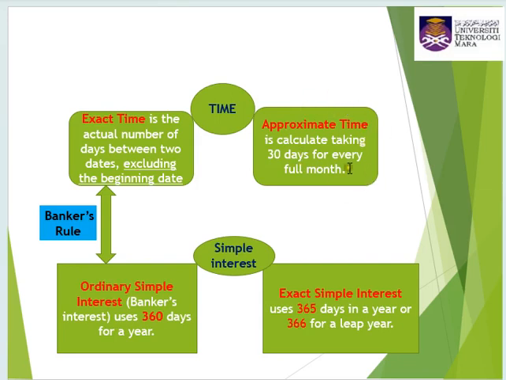Approximate time is calculated taking 30 days for every full month. Again, for exact simple interest, it will use 365 days in the year, or 366 days for a leap year. So how to calculate the month?